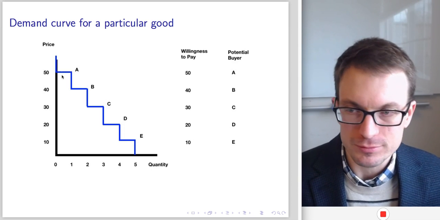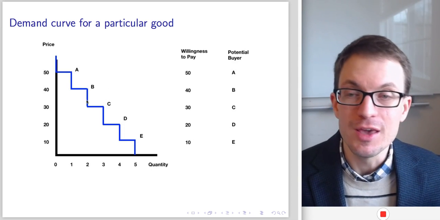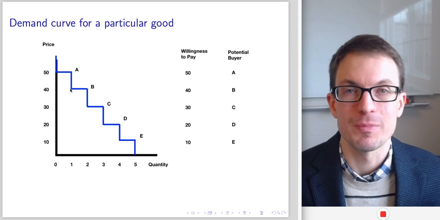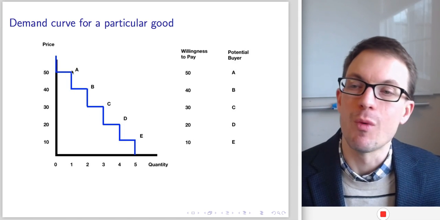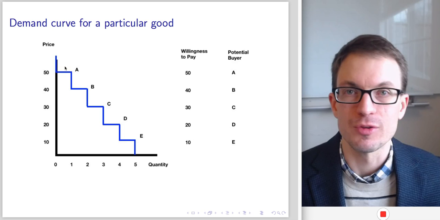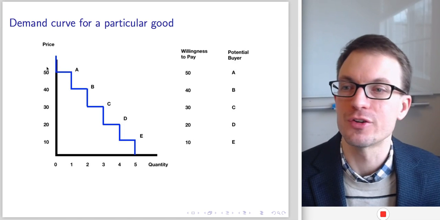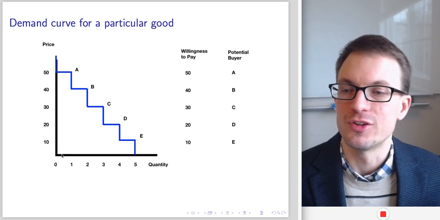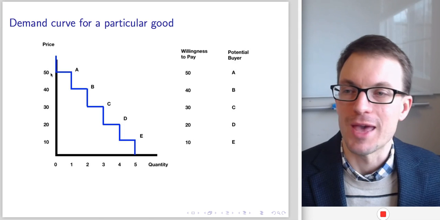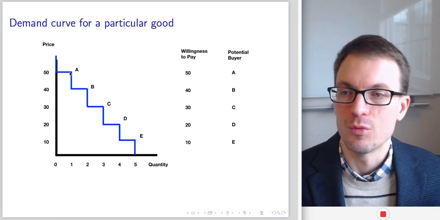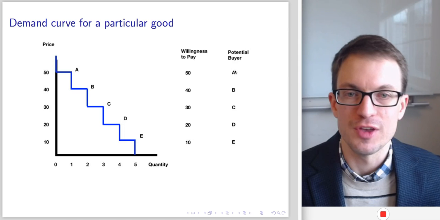Anyway, the interpretation here, remember, the height of the demand curve is the willingness to pay of the marginal buyer. So we have one person in this market who'd be willing to buy the good at a price of $50. This is telling us that the quantity demanded associated with a price of 50 is 1 unit. At a price of 50, person A is willing to buy. Willingness to pay is 50 for person A.